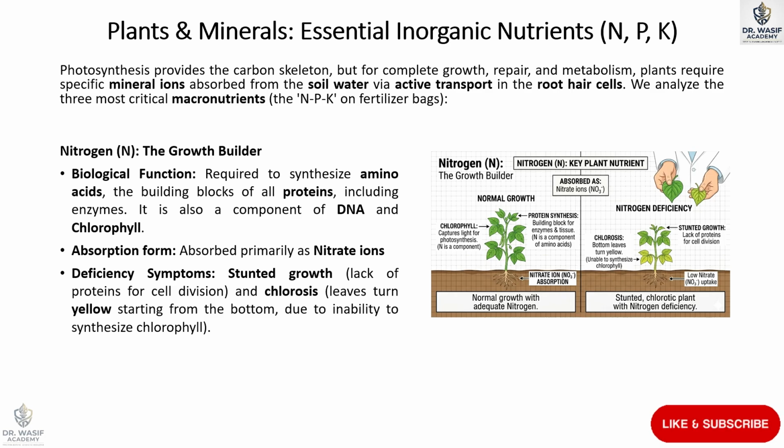Nitrogen is the ultimate growth builder. It is a critical part of amino acids, which are the building blocks of every protein and enzyme in the plant. It is also found in the plant's DNA and, crucially, in the chlorophyll molecule itself. So my dear students, plants absorb nitrogen mostly as nitrate ions.